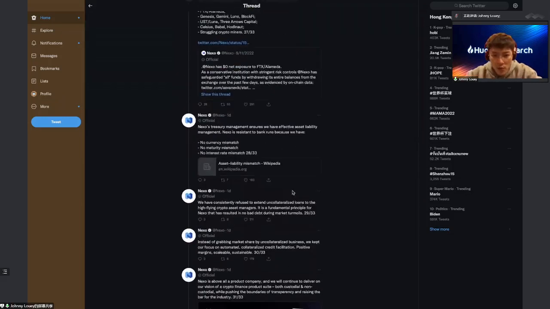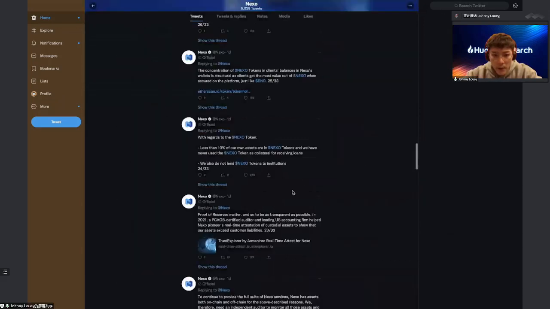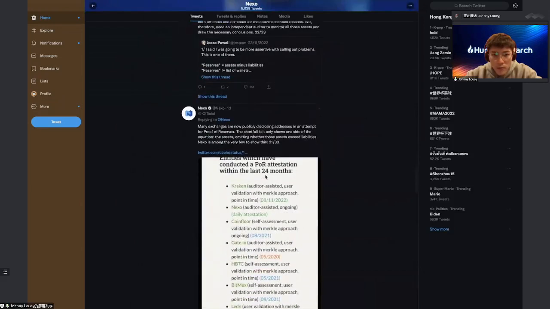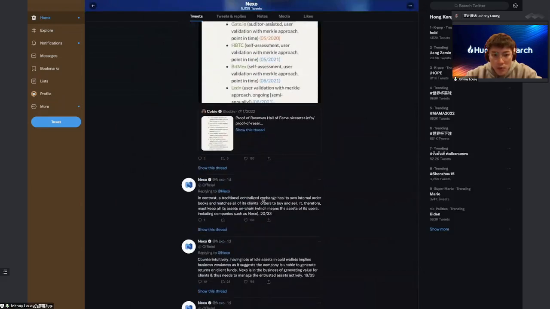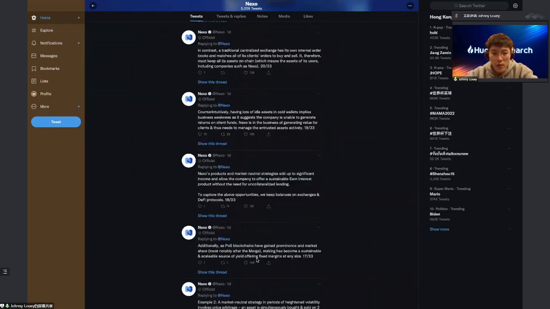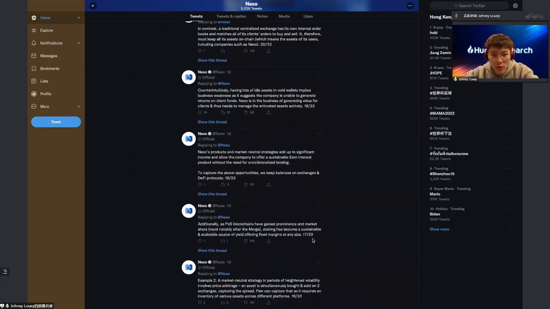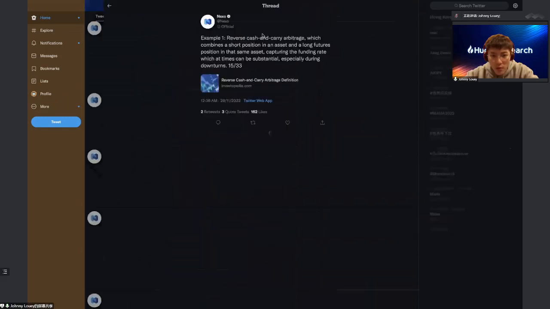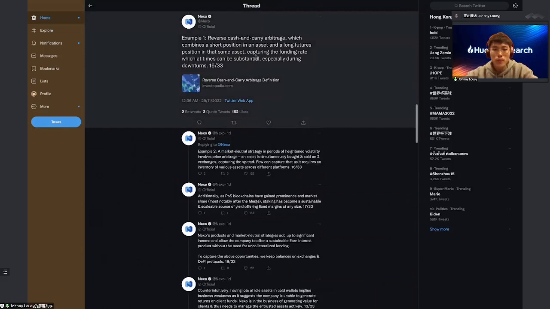And I also want to show you, there's a tweet down there. Yeah, here. That's a really long tweet, so I'm just going to pick two or three important tweets because they break down their strategy here. Example one: reverse cash and carry arbitrage, which combines a short position in an asset and a long futures position in the same asset, capturing the funding rate, which at times can be substantial, especially during downturns.